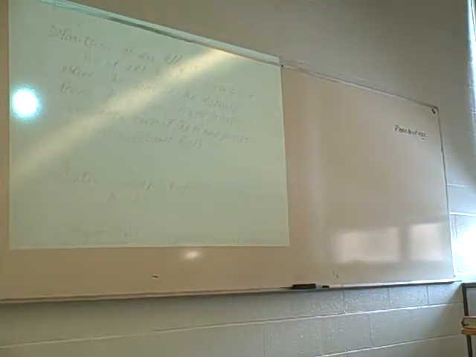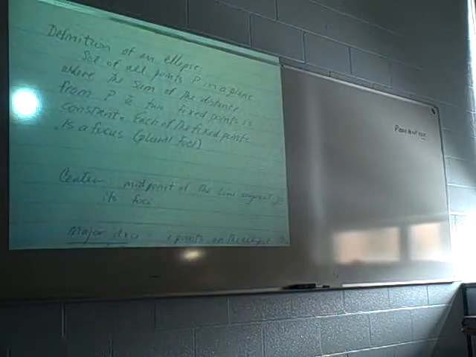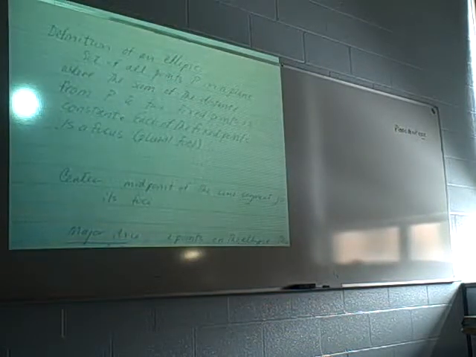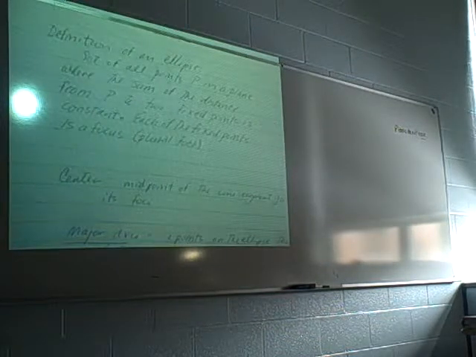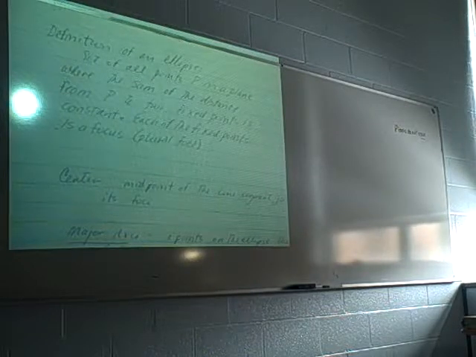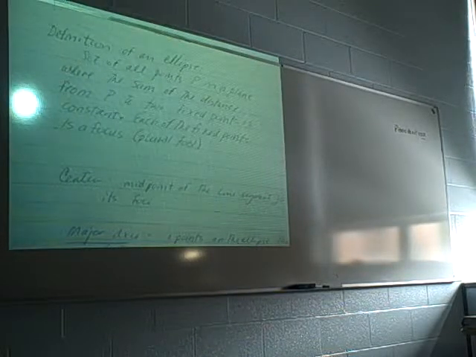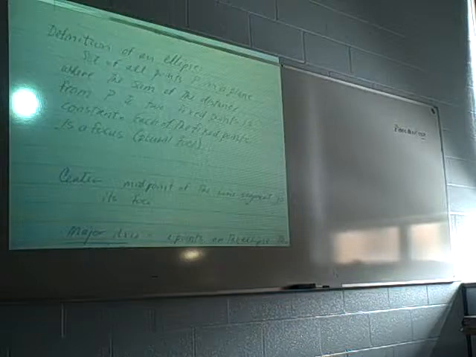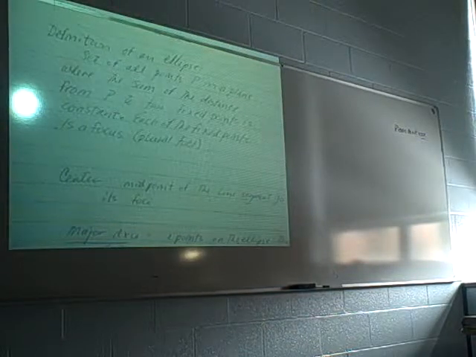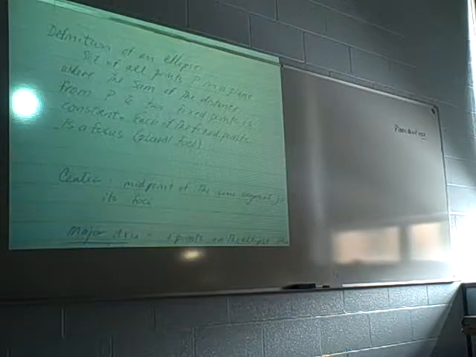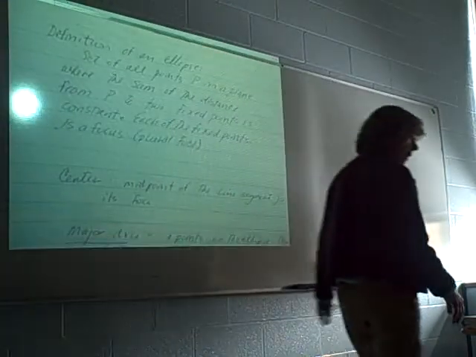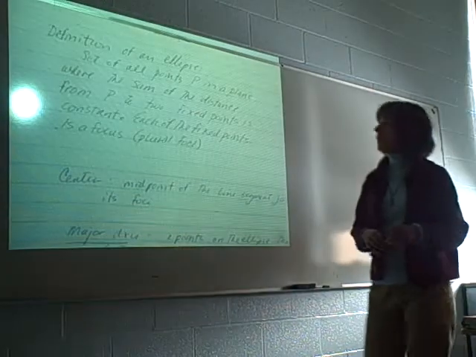The definition of an ellipse: it's the set of all points P in a plane. Okay, so we're talking about a coordinate plane, where the sum of the distance from P to two fixed points is constant. Okay, so those two points didn't change, and that string didn't change. Total length didn't change.